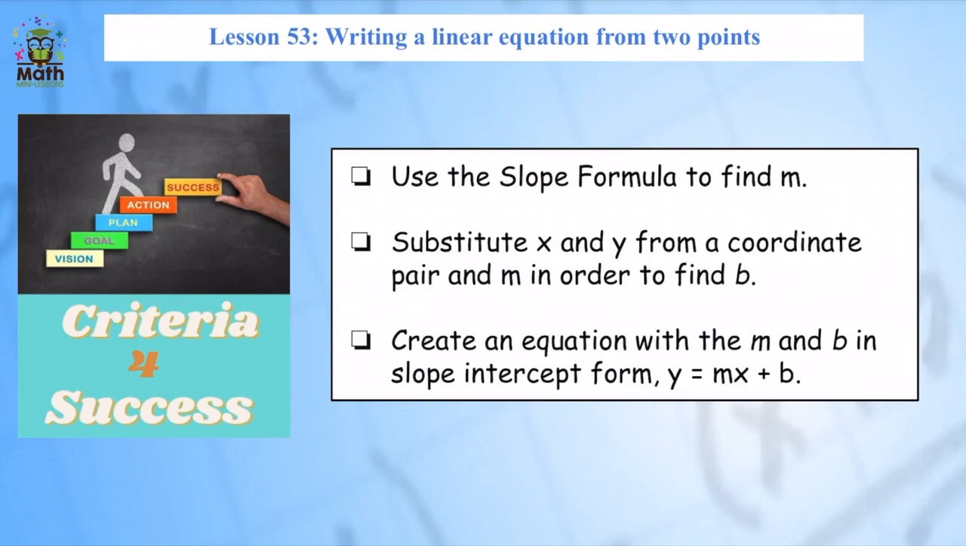Here are the 3 things that we're going to look for that demonstrate that you know how to write a linear equation from 2 points. Can you use a slope formula to find the slope? Can you do your substitution, your algebra work to figure out b? And can you finally write that equation in slope-intercept form?